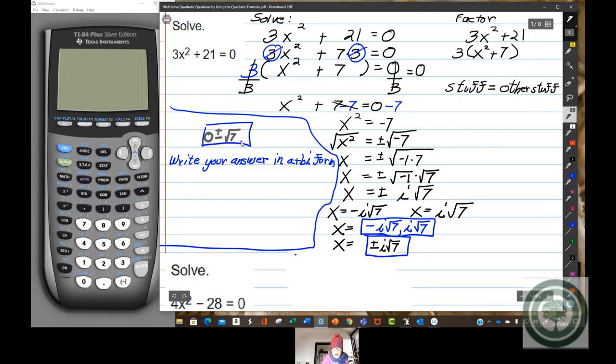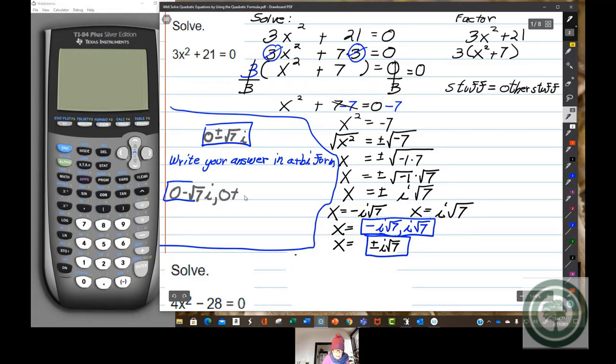Let's try in here. 0 plus or minus the square root of 7, and then i on the outside of, it has to be on the outside of the square root sign. You could also write, see, you've got so many choices here. It depends on what you feel more comfortable with.